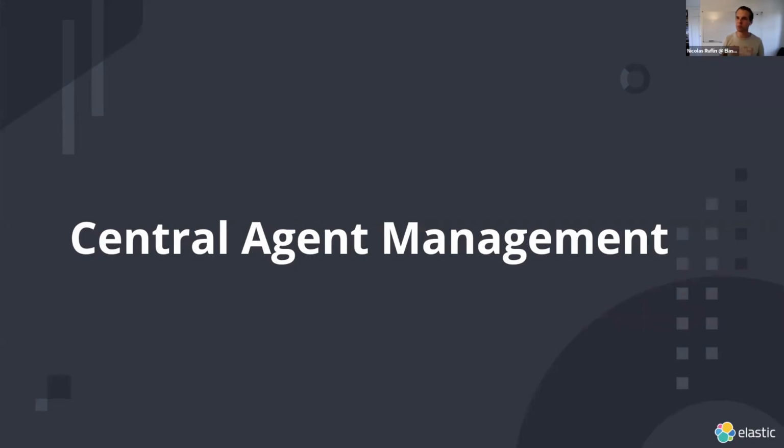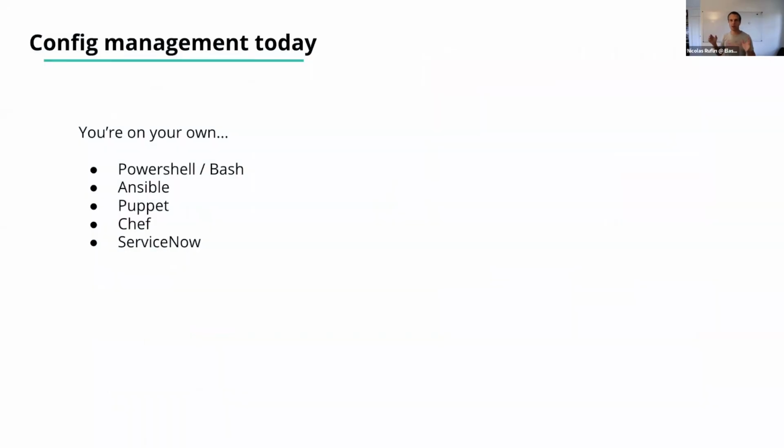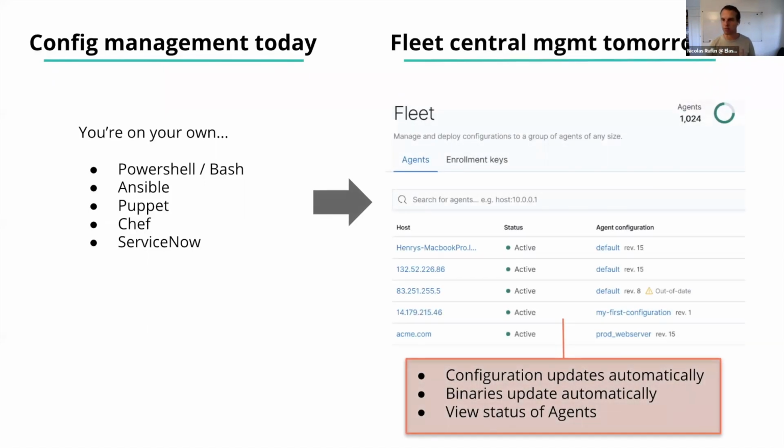Next one, central management of the agent. I'm pretty sure if you have 5, 10, 100, or 10,000 Beats, you're going to use Ansible, Puppet, Chef, or any of these deployment tools to manage them. That's not going to go away. Many of you are going to keep that, but we're going to give you an additional alternative.